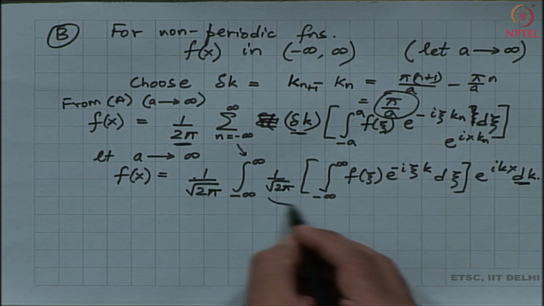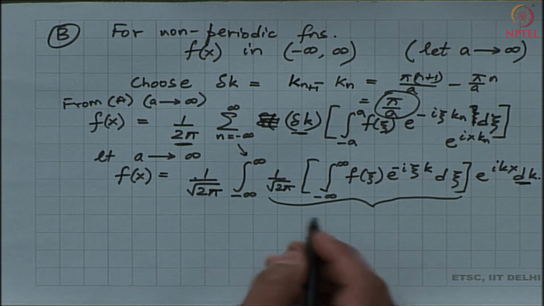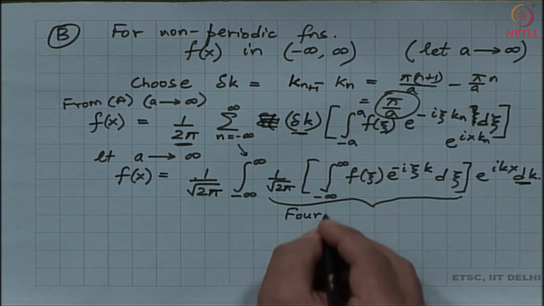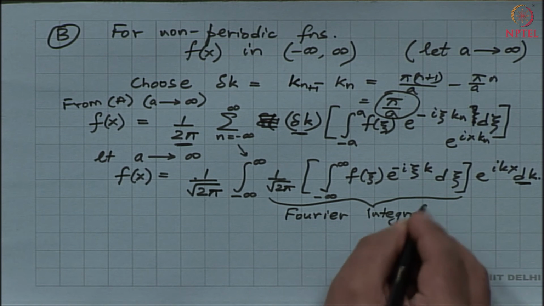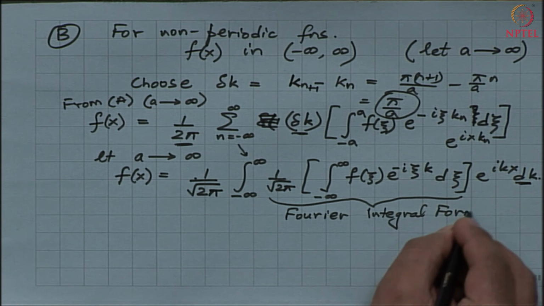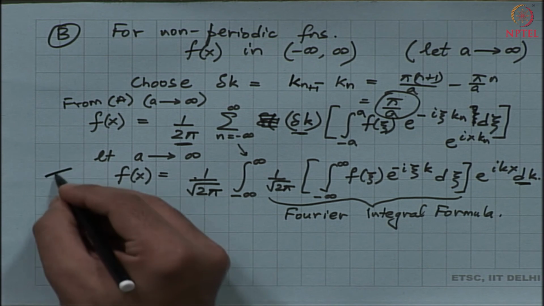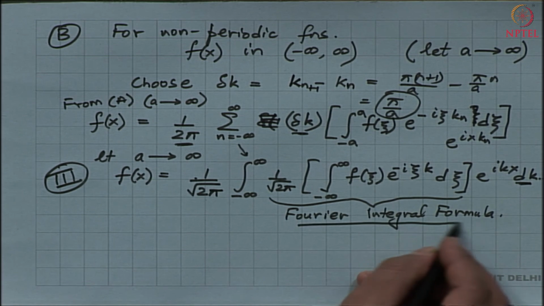I am going to denote the thing inside this integral as my Fourier transform, and this is my Fourier integral formula, which is what I will be using for my Fourier transform. Let me call this my expression 3 for the Fourier integral formula.